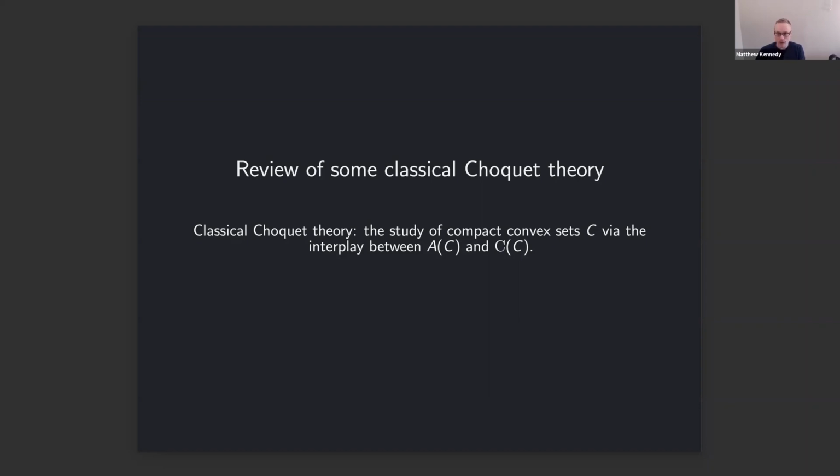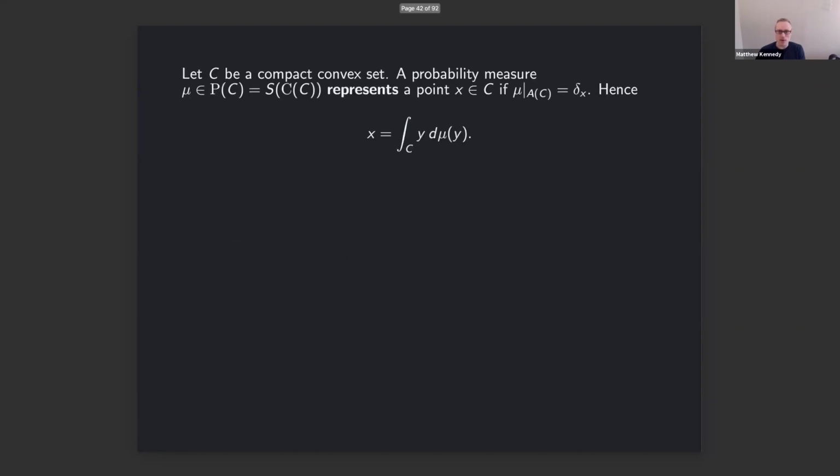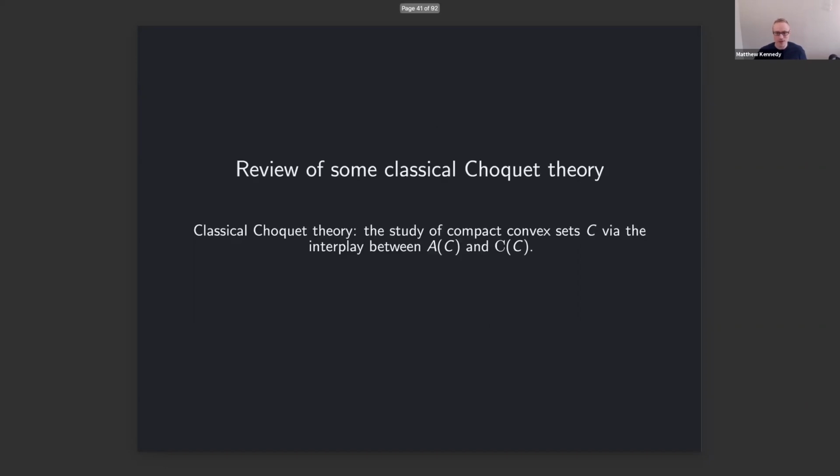To talk about applications, I want to quickly review some notions from classical Choquet theory. So what is classical Choquet theory? People typically have seen the Bishop-de Leeuw integral representation theorem. I think more generally, classical Choquet theory is really the study of a compact convex set C using the duality with the function system A(C) of continuous affine functions on C, and then the relationship between A(C) and the continuous functions on C.